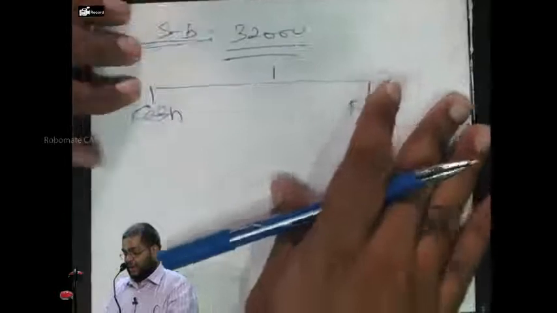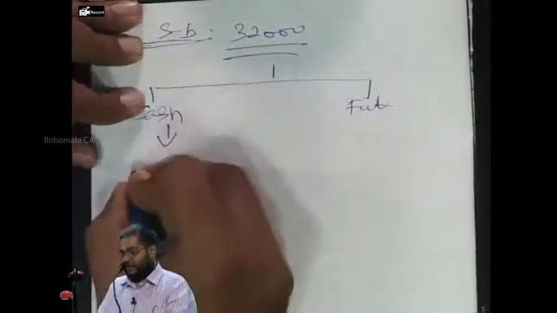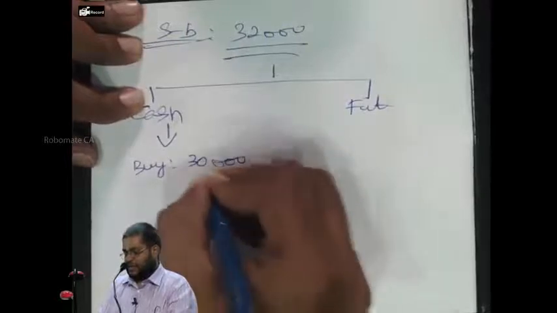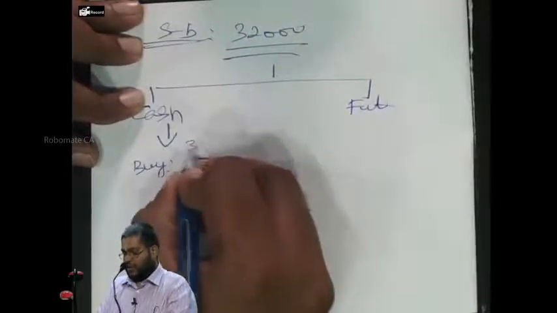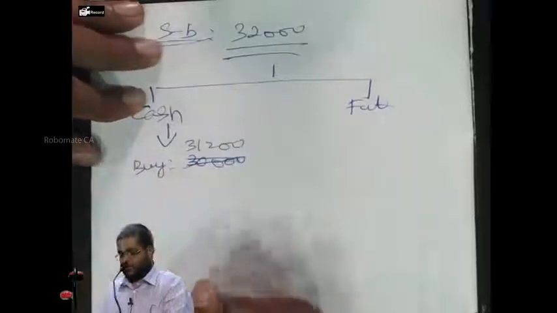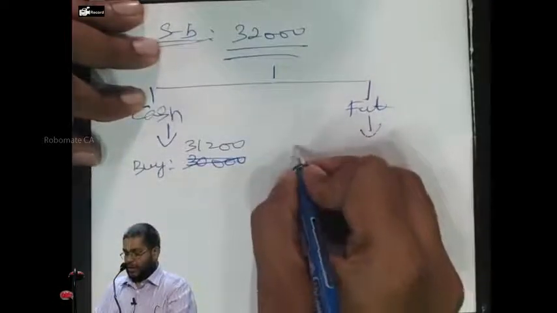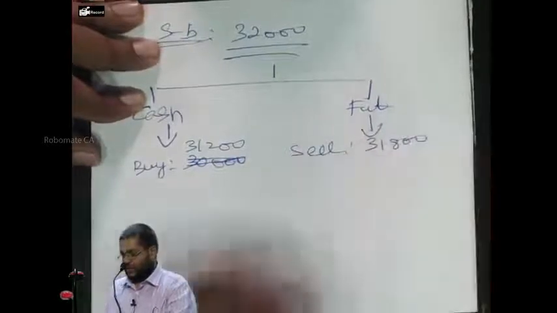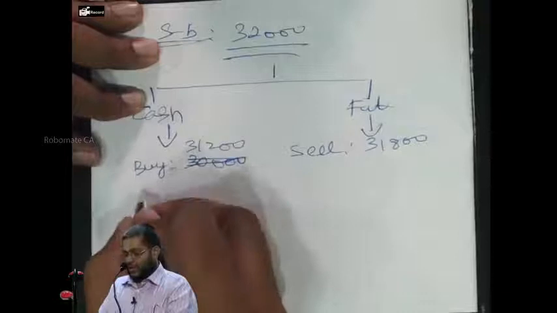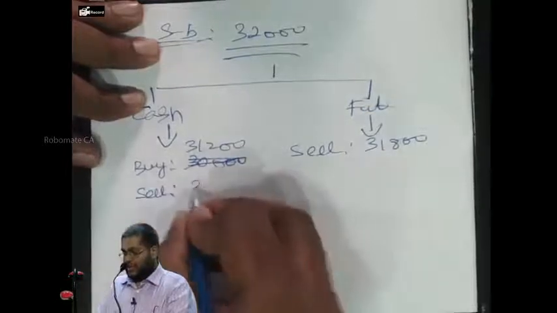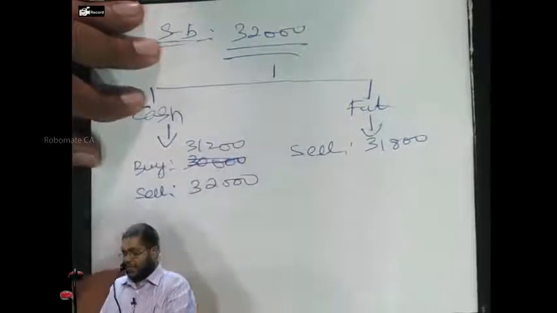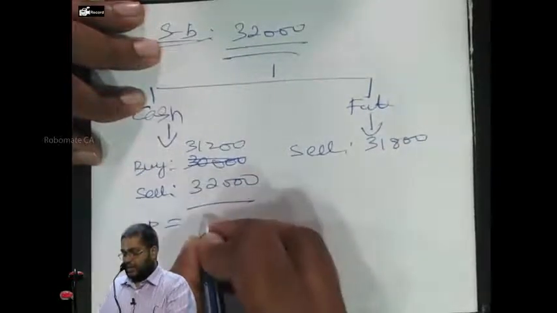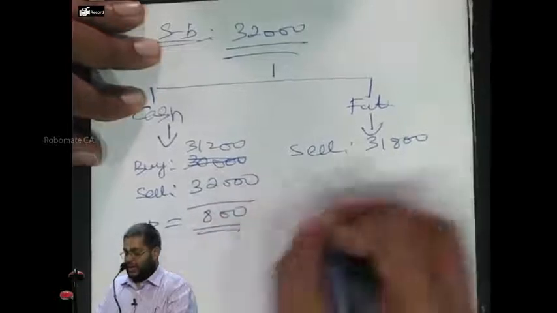Cash market, tell me, I am having a buy or sell position? Buy. I have purchased gold at how many rupees? 31,200, inclusive of the cost to hold it. Futures, I have what? Sold gold futures at 31,800. The gold market closed at how many rupees? 32,000. Hence, I sold the gold I am having for 32,000. What is the profit I made? 800.